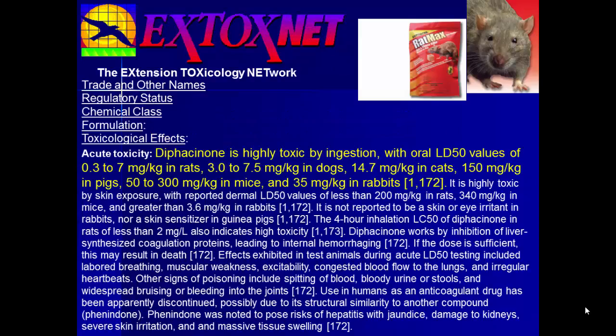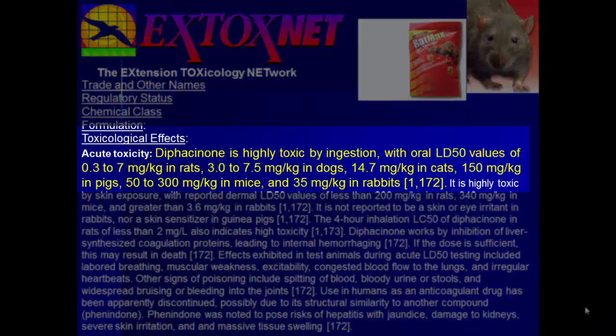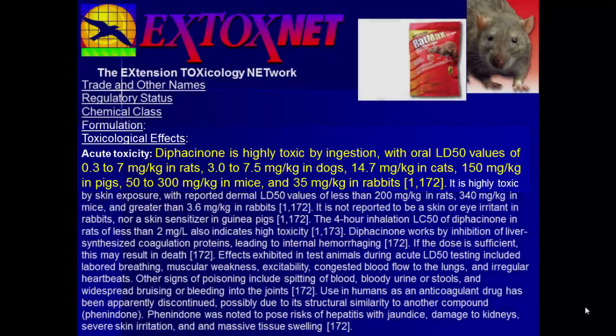difethialone, which is another anticoagulant rodenticide. And as you can see under the section on acute toxicity, they provide the LD50s for rats, dogs, cats, pigs, mice, and even rabbits.